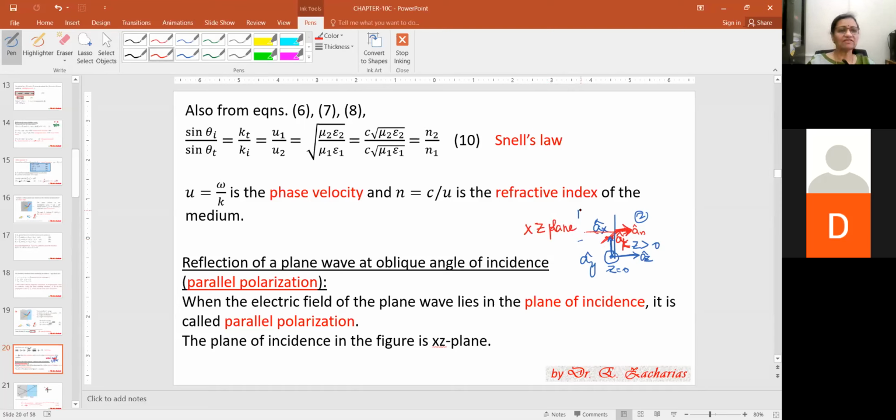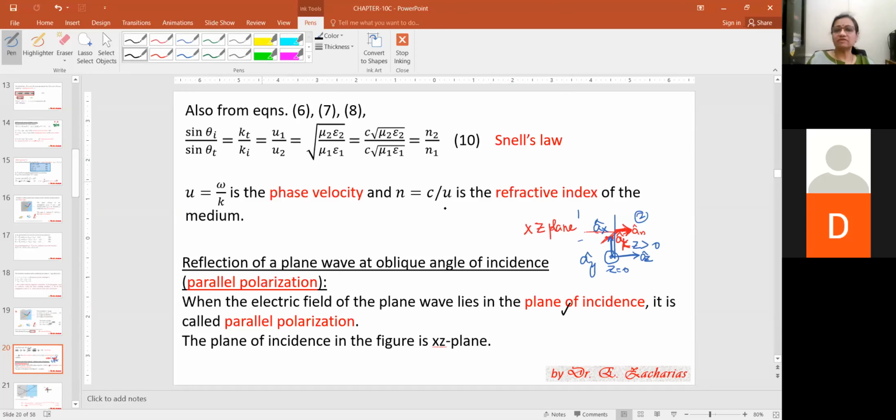And we have seen in the last class that according to the laws of reflection and Snell's law, the incident ray, the reflected ray, and the transmitted ray will all fall on one plane. And what is that plane called? That plane is called the plane of incidence, the plane containing the incident ray and your normal.